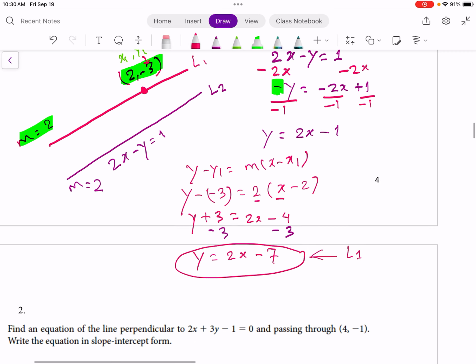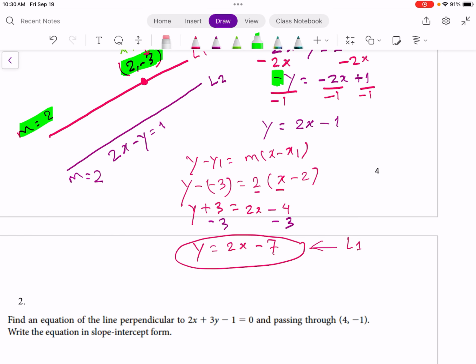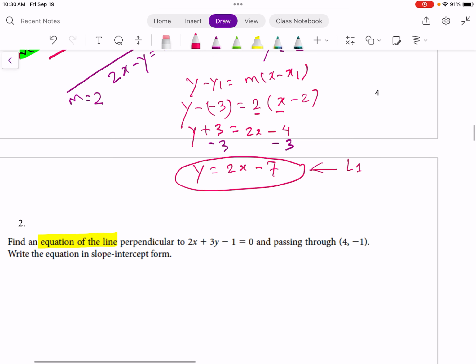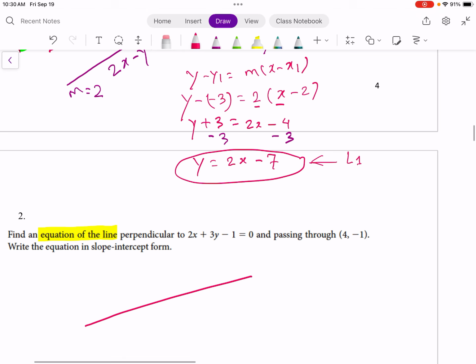Now let's go ahead and start the next one. In the next one we are asked to find the equation of a line. So do not forget about the two forms, point slope form and slope intercept form. And now let's draw that line. So we want to find the equation of this line L1, and this line is perpendicular to 2x plus 3y minus 1 equals 0.